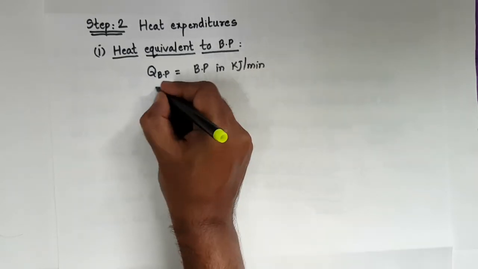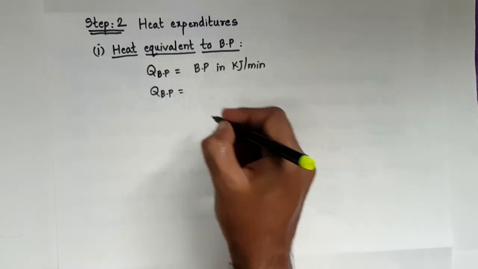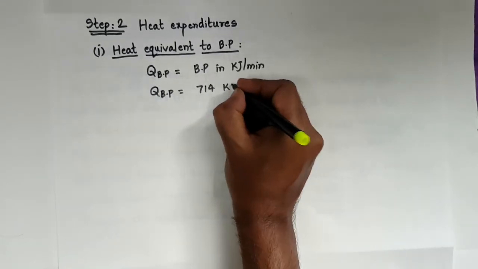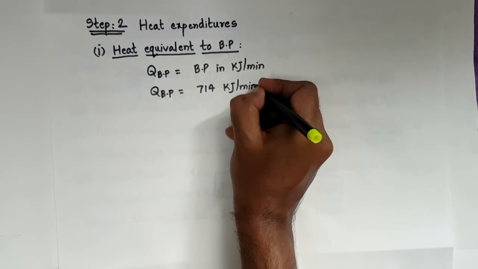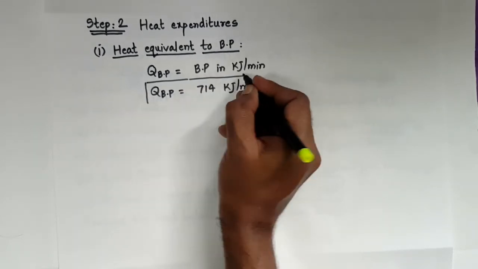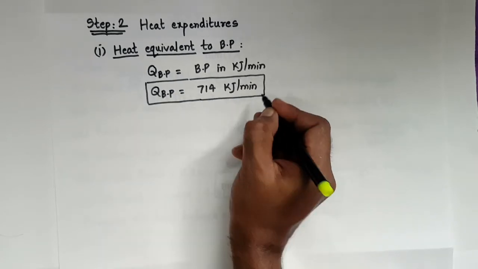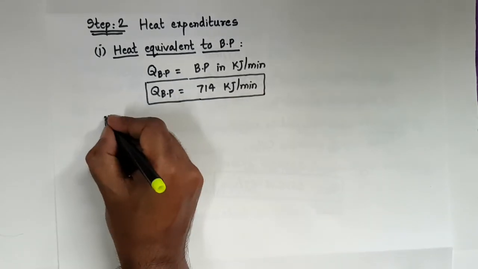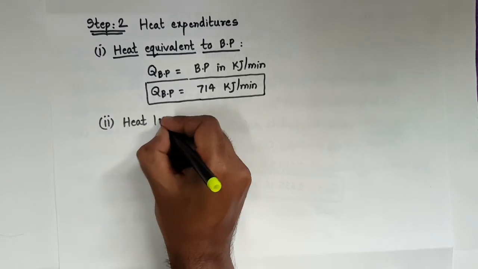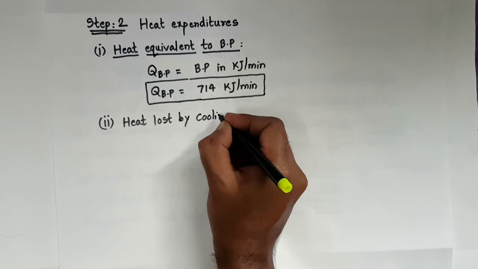Already it is given in our problem statement and we have already converted it into kilojoule per minute. So that is 714 kilojoule per minute. This is the heat equivalent to brake power. Next thing, that is next expense of heat, heat lost by cooling water.